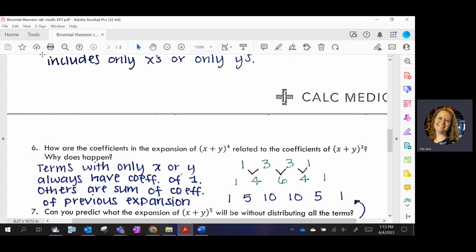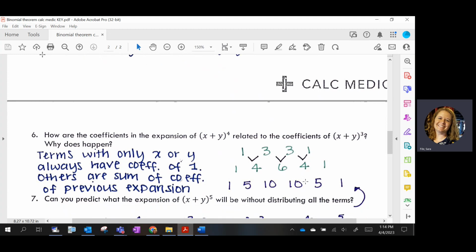That's it. The 4, the 6, and the 4 are the sums of the numbers in the line above them. The 1 and 3 add to 4. The 3 and 3 add to 6. The 3 and 1 add to 4. Y'all see that? Okay.